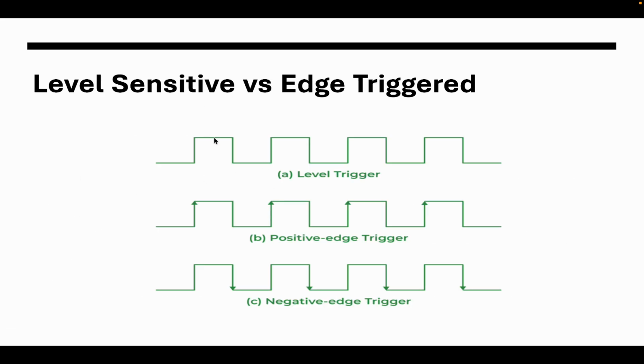Before going to latches and flip-flops, we need to understand what is level sensitive triggering and edge triggering. This is your positive level and this is your negative level. So this is level triggered. In the same way, we have positive edge trigger and negative edge trigger. This is positive edge triggered, and the down arrow shows negative edge trigger. So the top part is a level, that's positive level, negative level, positive edge and negative edge.